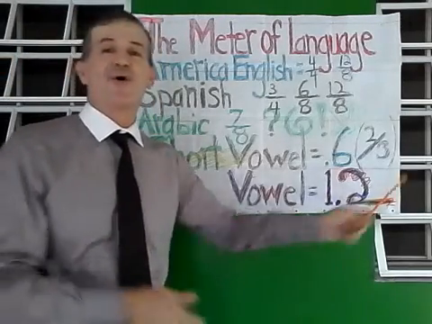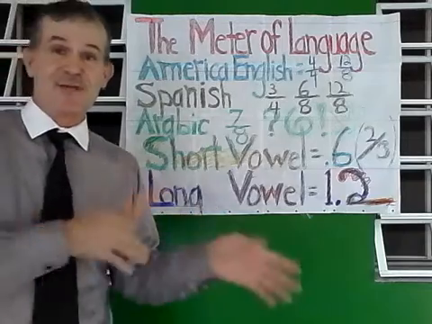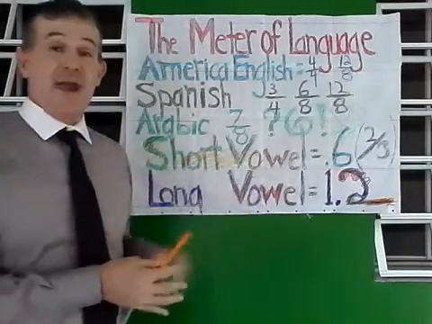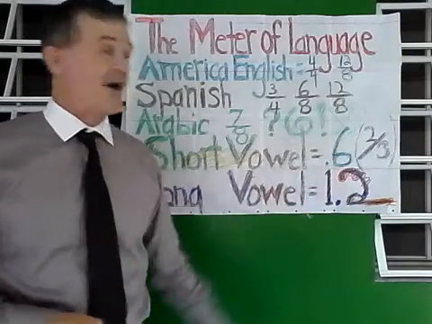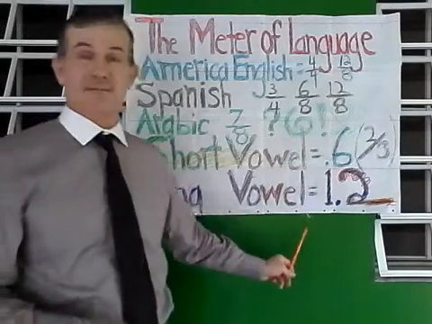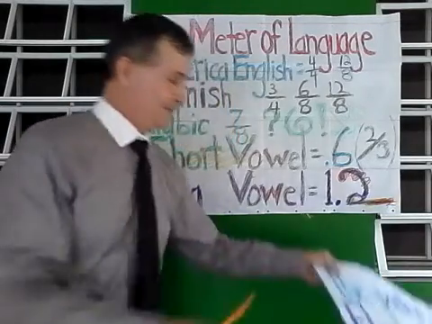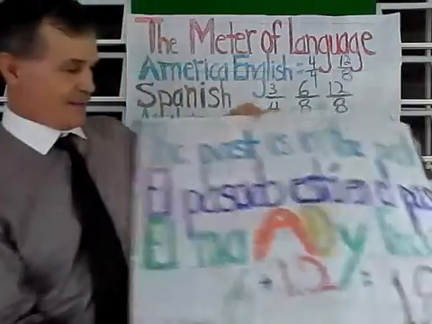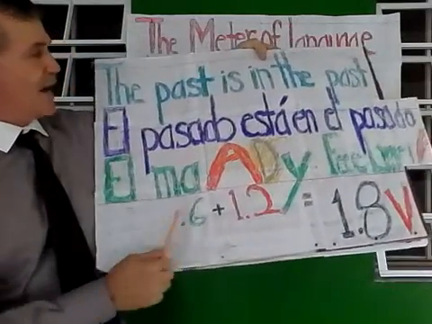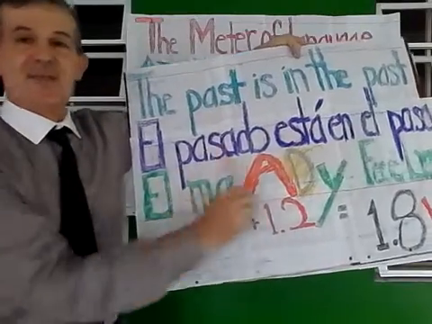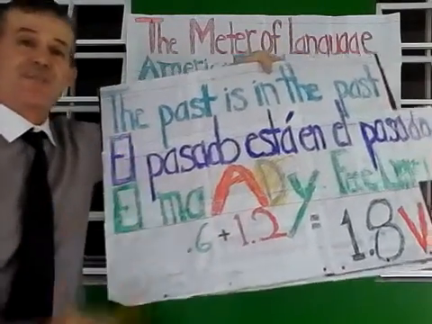It's about 1.2 times the duration of a normal vowel in my American English. And then when you have a short vowel and a long vowel together, obviously this totals to 1.8 the duration of a vowel in English or Spanish. In my example, the past is in the past. El pasado está en el pasado.